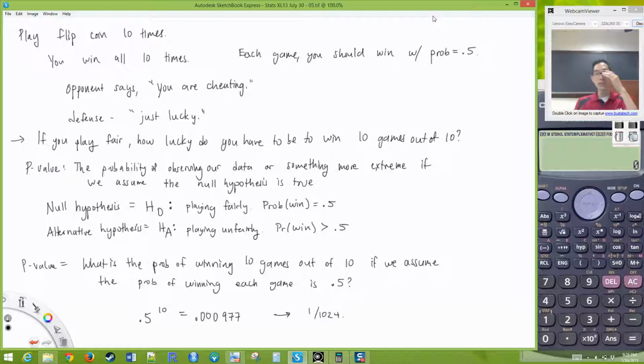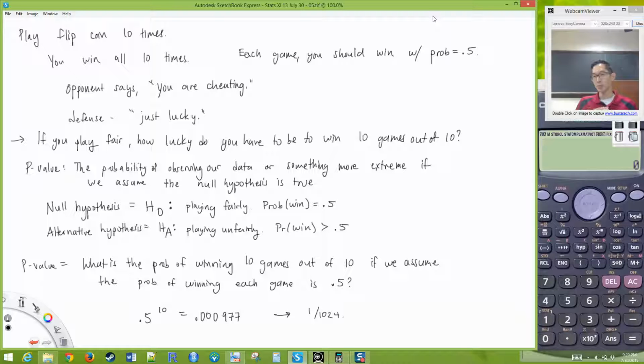So there's 2 possibilities, okay? One, you played fairly, and you happen to be 1 in 1,000 people who win 10 games out of 10 games of coin flip, okay? It's possible. You could be that lucky 1 in 1,000. Or the other possibility is, we don't know what you're doing, but somehow you have made it more favorable for you to win. And that is why you've won 10 games out of 10.